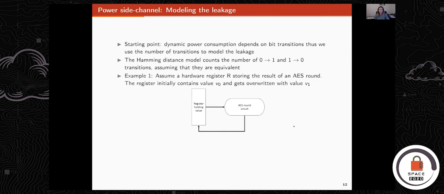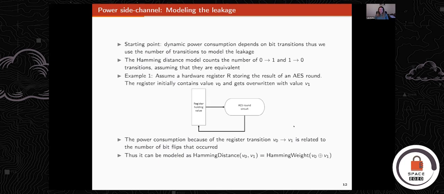Say we have a hardware implementation, where you typically have a register R that will store the result of an AES round. Say the value was V0 first, and after this round has been computed, it's overwritten by another value V1. What will happen in terms of power after this computation? We model it based on the number of transitions that occurred when switching from V0 to V1. So we need the number of bit flips, which is just the Hamming distance of those two values, V0 and V1, computed as the XOR and then its Hamming weight. This is the typical model for hardware implementations.